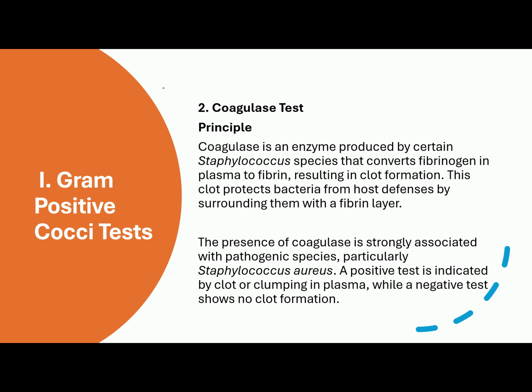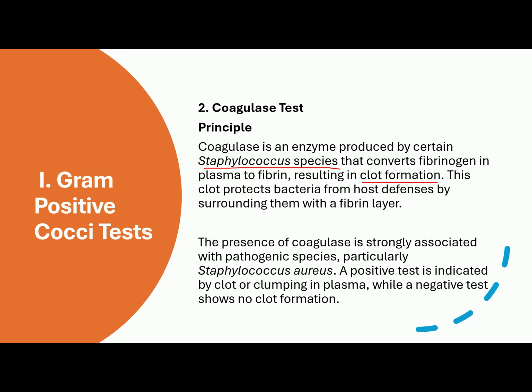So let's continue. Let's go to the second common test for gram-positive cocci, the coagulase test. So coagulase is also an enzyme produced by the Staphylococcus species. It converts fibrinogen in plasma to fibrin, resulting in clot formation. This clot protects bacteria from host defenses by surrounding them with a fibrin layer.